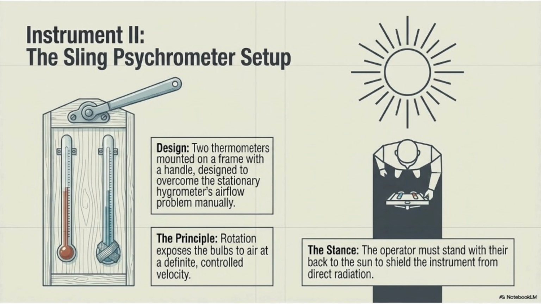The second instrument is the sling psychrometer. Its design consists of two thermometers mounted on a frame with a handle, created specifically to overcome the stationary hygrometer's airflow problem manually. The principle behind it is simple. Rotation exposes the bulbs to air at a definite, controlled velocity. And there is an important stance required for accurate use. The operator must stand with their back to the sun to shield the instrument from direct radiation.